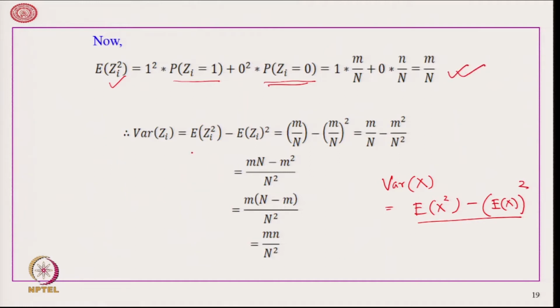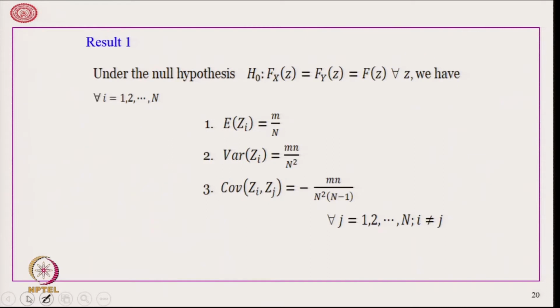Therefore, variance of Z_i is equal to m by N minus m square upon N square, which is equal to m N minus m square upon capital N square. If we take m common, it is capital N minus small m upon N square, and this quantity is nothing but small n. Therefore, m n upon capital N square is the variance of each Z_i. So, these two results have been proved.